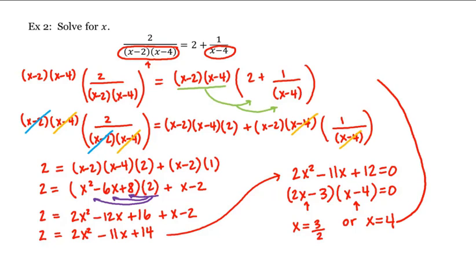Remember, we have to check that these values do not make our denominators 0 up here. And sure enough, when x is equal to 4, both of these denominators will be 0. 4 is an excluded value, so we have to cross it off our list here. Therefore, our only answer would be x is equal to 3/2.